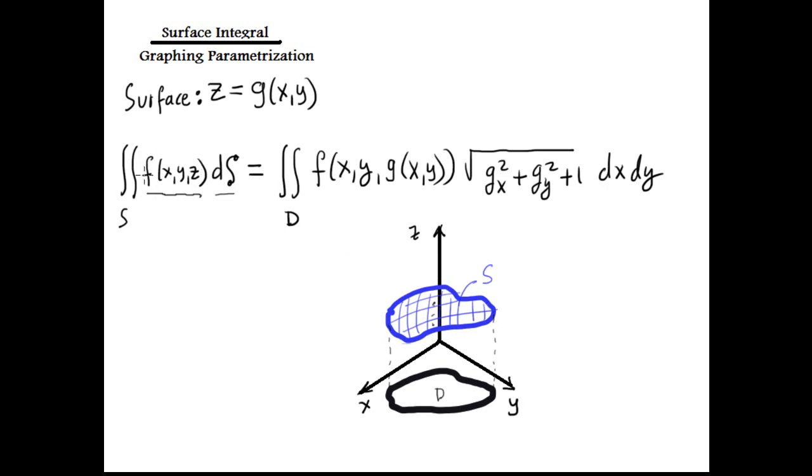Suppose that this is the density function of the surface. Okay, it's a little bit different from the mass of the solid, because a solid is 3D. This is also 3D, but this is a shield, so the thickness is 0 or almost 0.